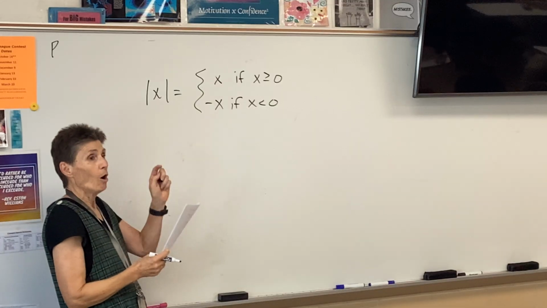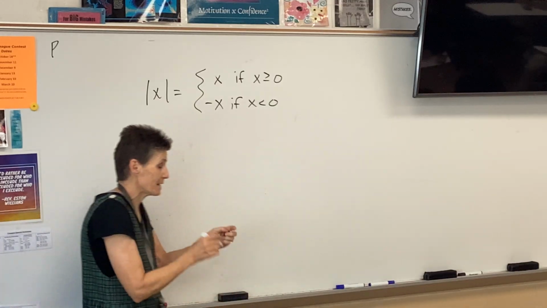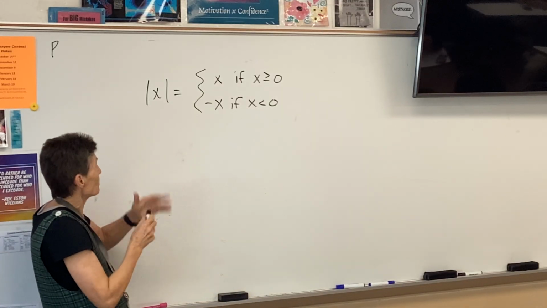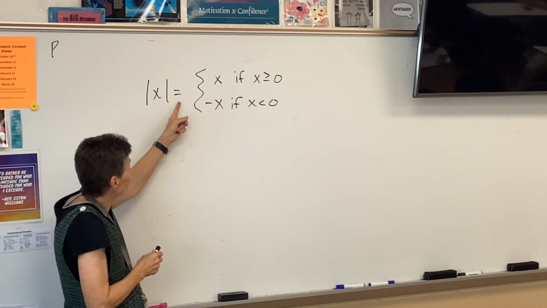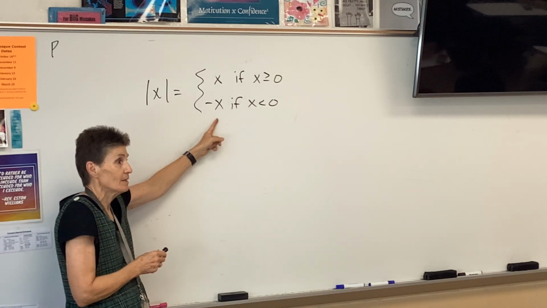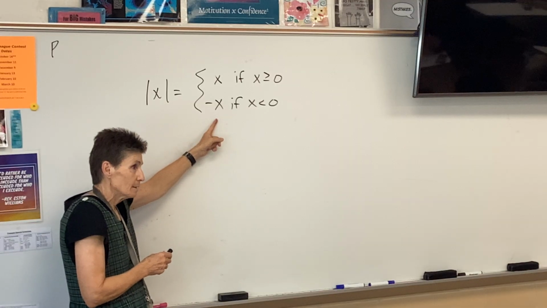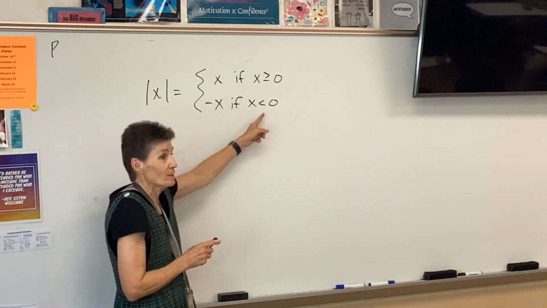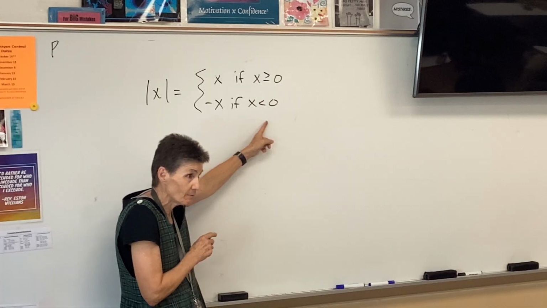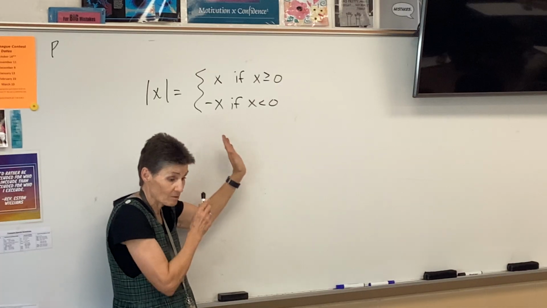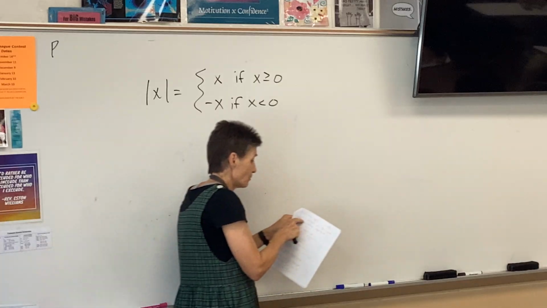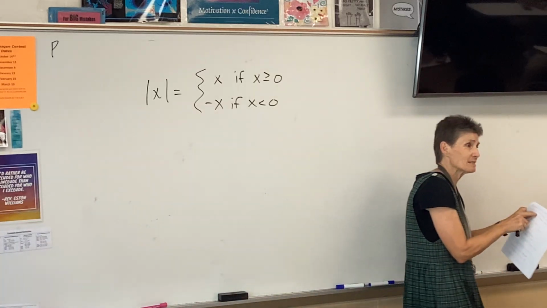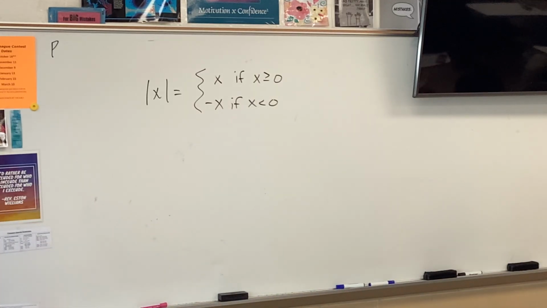And this always freaks people out because they look at this and say, wait, this is what? How can the absolute value equal a negative? Well, it equals a negative if the original number is already negative. That's how you make it positive. So that's your definition. Underneath there, I put down some properties of absolute value. I think those are pretty self-explanatory.